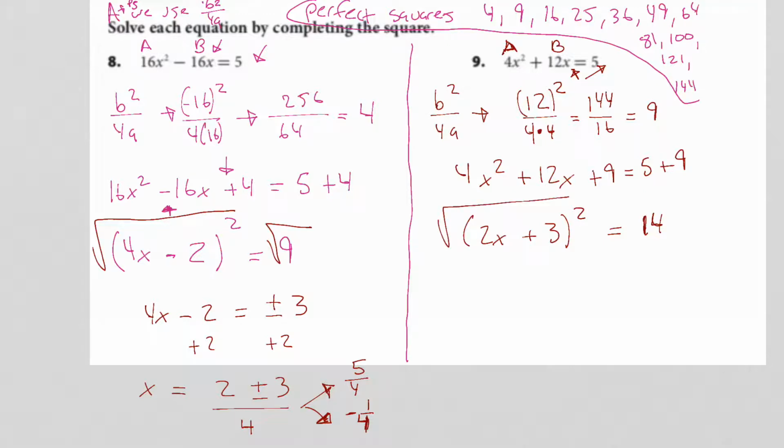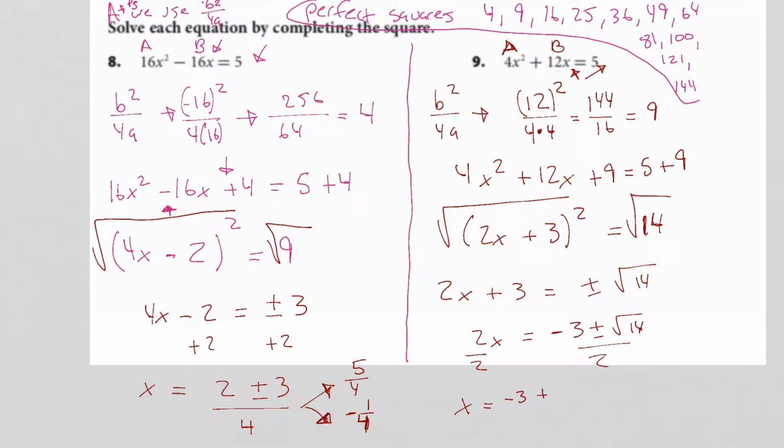So you take the square root of that, take the square root of that. You're going to be left with 2x plus 3 is equal to plus or minus the square root of 14. And then from here, you subtract 3 from both sides, so 2x is equal to negative 3 plus or minus the square root of 14. And then last step, divide everything by 2. Our answer is x is equal to negative 3 plus or minus the square root of 14 divided by 2.